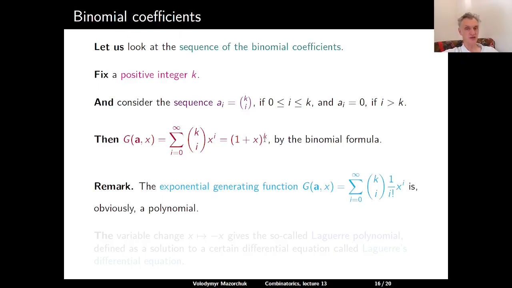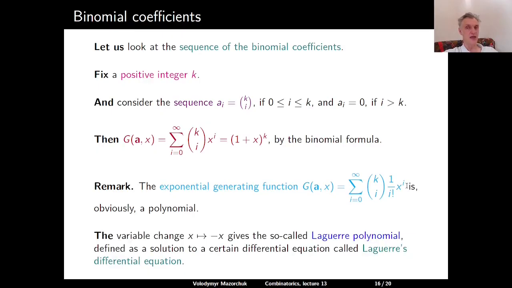The exponential generating function for the sequence is equal to the sum over all i from 0 to k of k choose i, times 1 divided by i factorial, x to the power i. This is obviously a polynomial and it has a special name. If we change the variable from x to minus x, this is the so-called Laguerre polynomial, which is defined as a solution to a certain differential equation called Laguerre's differential equation.